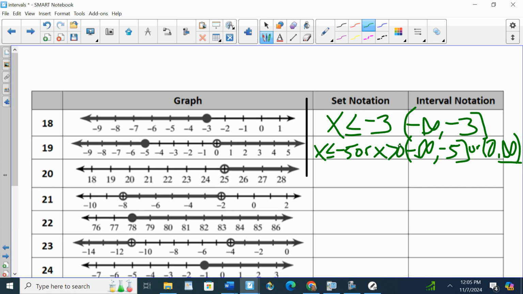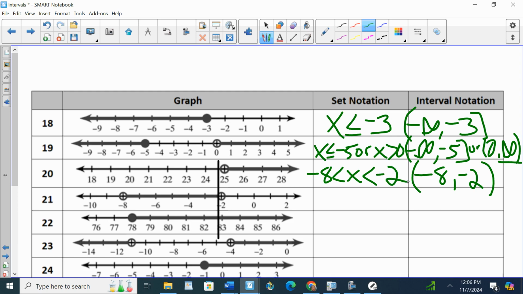Let's skip ahead to number 21. Nothing out here to the left. It starts at negative 8. Ends at negative 2. So that's negative 8 to negative 2. Parenthesis, parenthesis, because they're both open. Now, since there is no infinity, whenever you're in between two numbers, it's always less than x less than. The first number comes first. The last number comes last. So the main thing to know, if there's no infinity involved, it's always less than x less than. First number first, last number last.